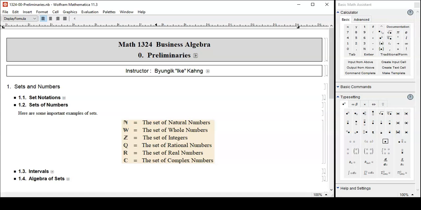And finally, the complex numbers. I don't think we are going to be covering complex numbers in 1324. We do those in STEM algebra 1314, but here probably not.